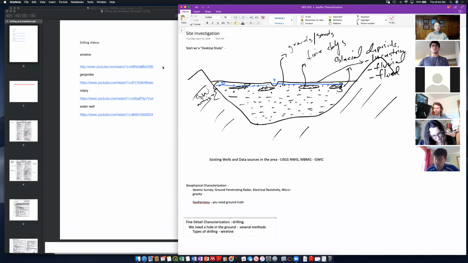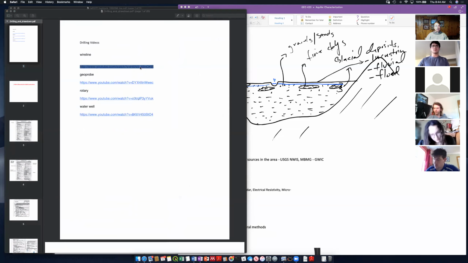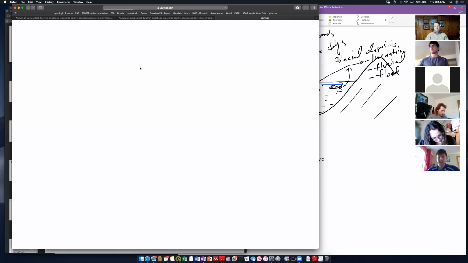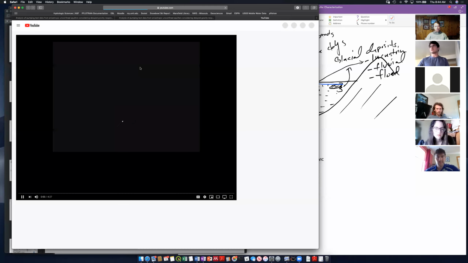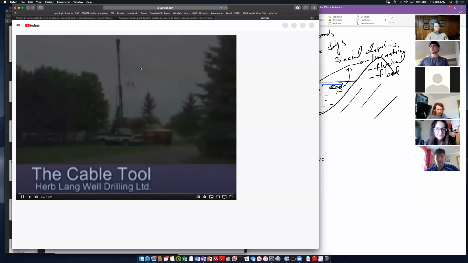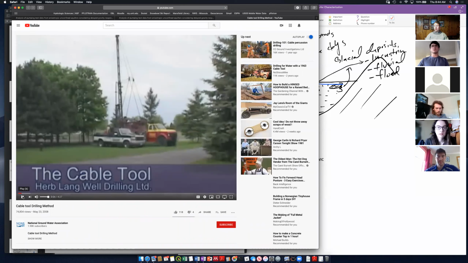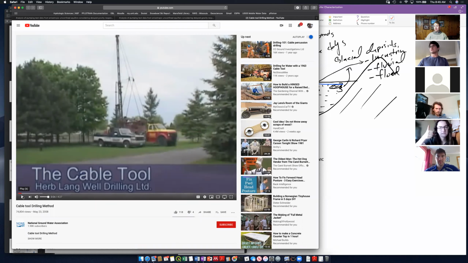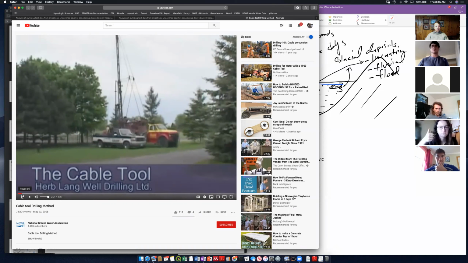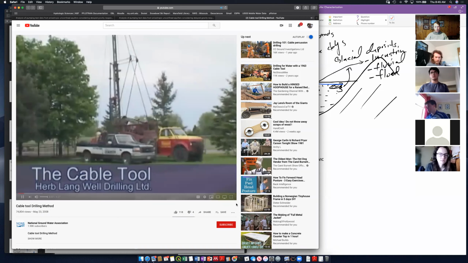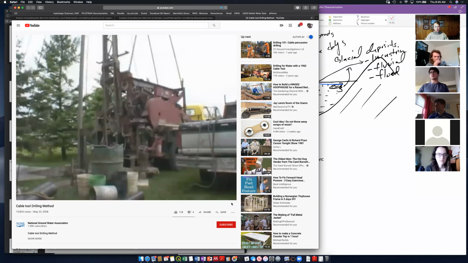And let's see if we can get this to play and whether or not it'll show up on Zoom for you guys. The percussion method of drilling, cable tool. Wait, first of all, can you guys see that and hear that? Yeah? Yeah. Okay.